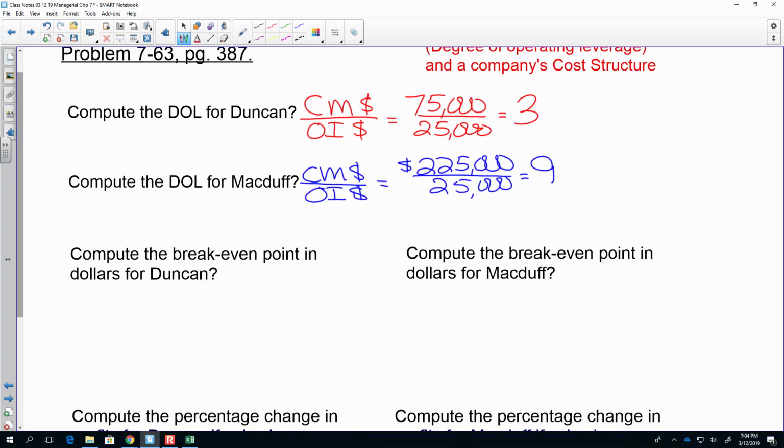So which company is more sensitive to sales changes? McDuff, right? So as a banker, what does that mean? More risk. Yep. That's what we're trying to measure. Which company is at more risk for a change in revenue or a change in cost, right? If my variable costs go up, that's really going to hurt me more than the other company. Much more sensitive.